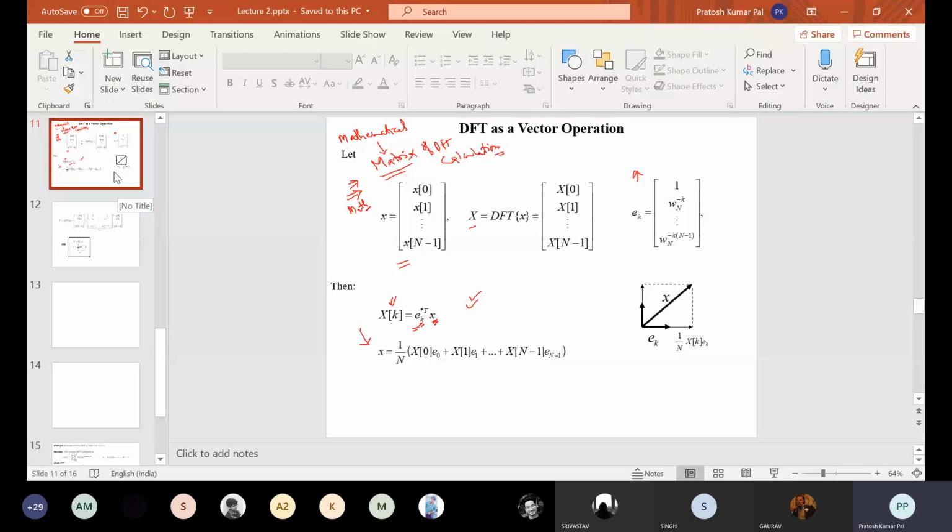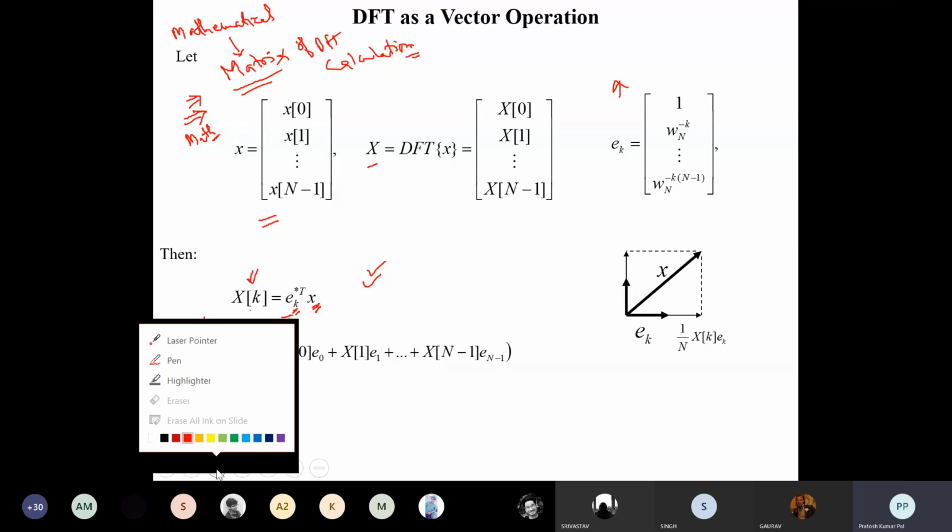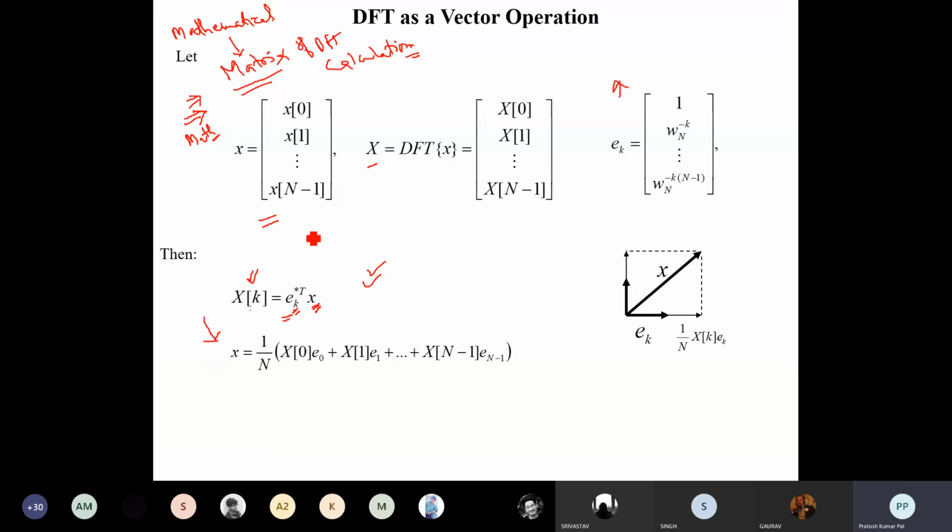Okay, so in the previous class we have seen how we can calculate DFT. The first method was by using the direct mathematical formula, and after expansion we were calculating the DFT. The second method is the matrix method. For calculating DFT, we basically require the input signal, which is in the form of x of n.